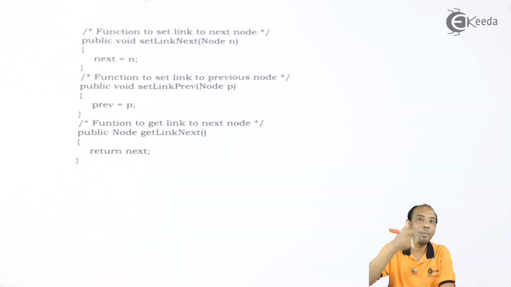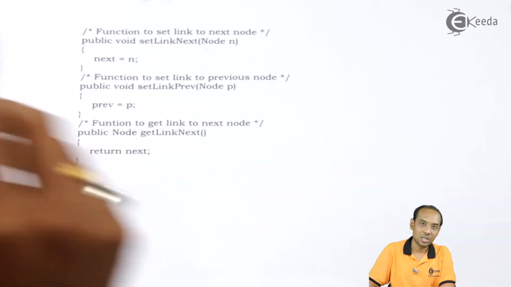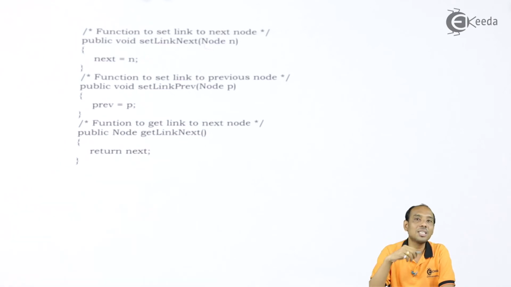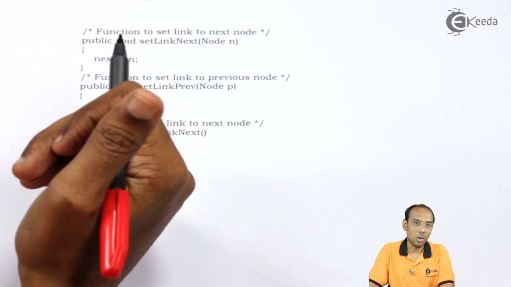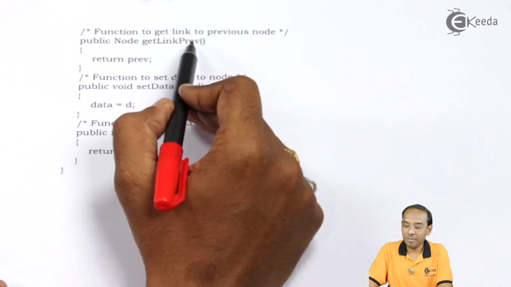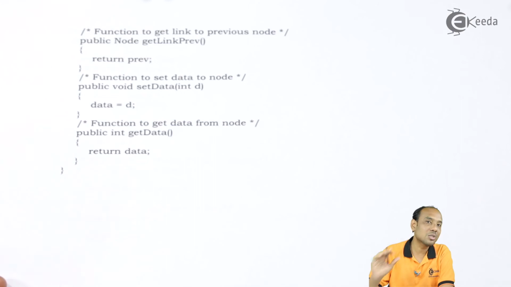Then I will be getting to the next link. That is, I need to get back the value of the node of the link. Okay, to get the link I need to return the value. So I will be returning which value now? Next. Okay, so I have defined a function called get link next, and that will return me what? Next variable value. Okay, now in similar fashion to get the previous, I have stored it into the previous variable.